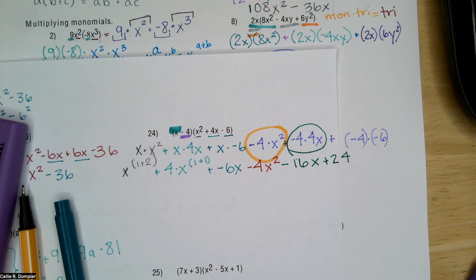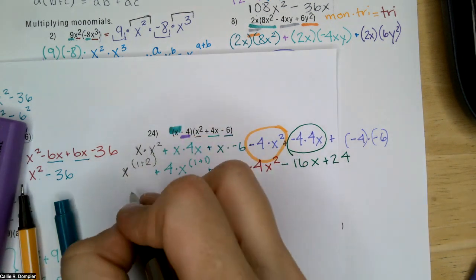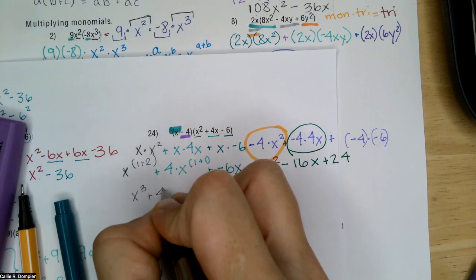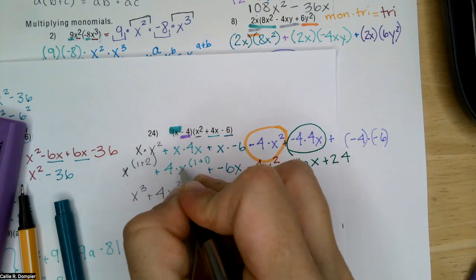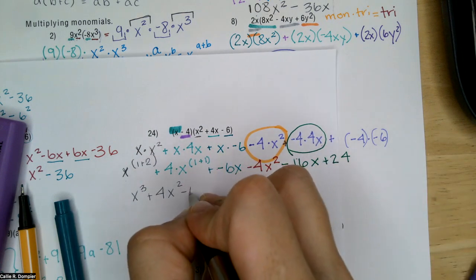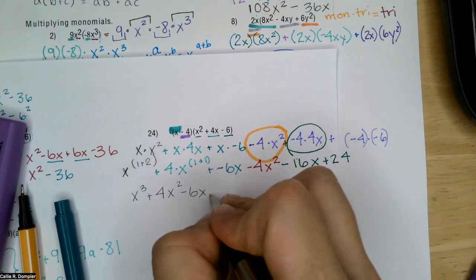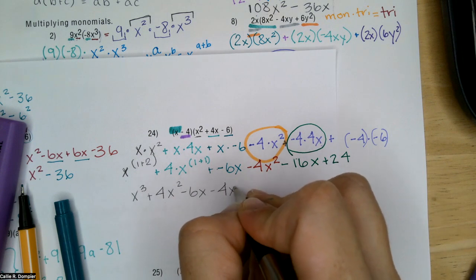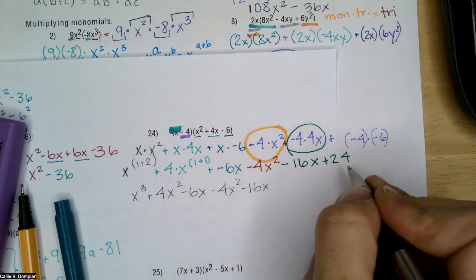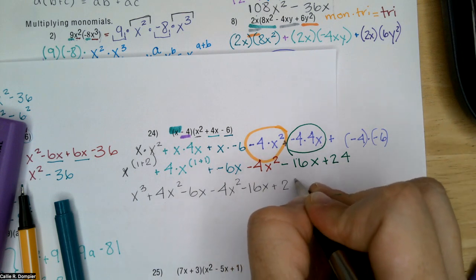Good. Okay, keep simplifying. X to the power of 1 plus 2 is x to the 3rd, plus 4x squared, right? 1 plus 1 is 2. Plus negative 6x is minus 6x, minus 4x squared, minus 16x, plus 24.